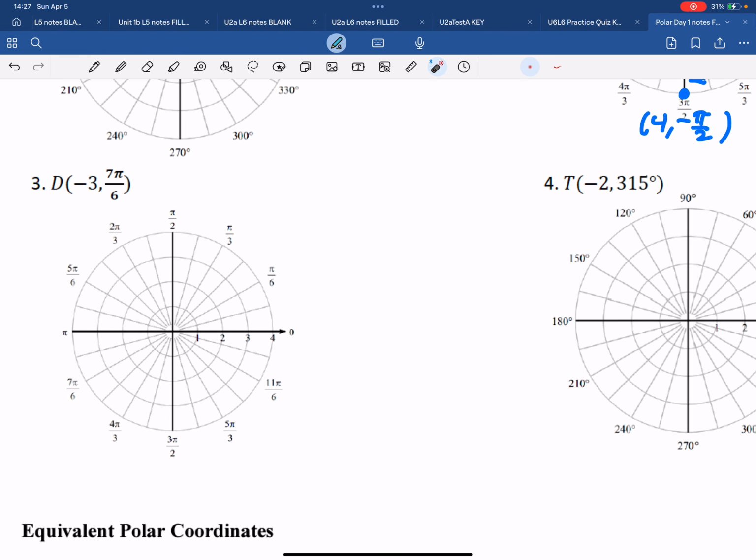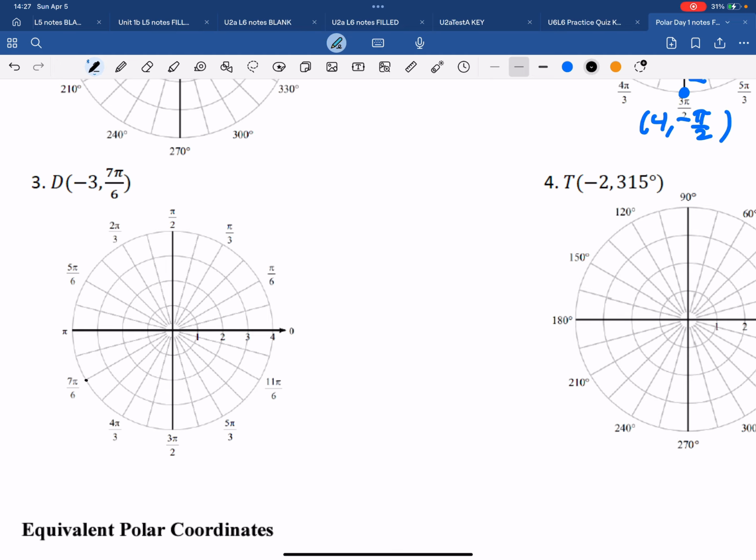Negative 3, 7 pi over 6. So let's do this live. 7 pi over 6 is right here. Okay, so we're going to rotate around. I'll just draw it and then I'll erase.